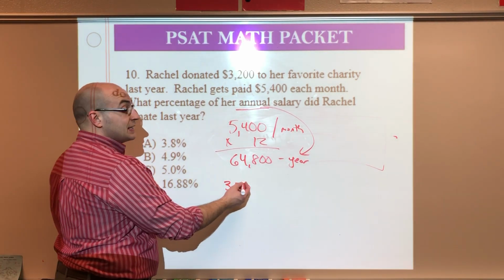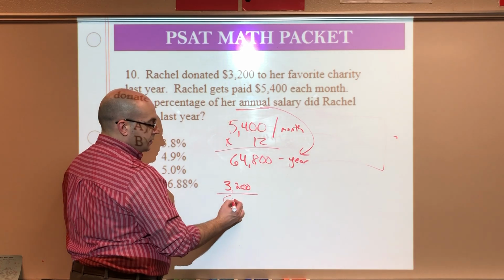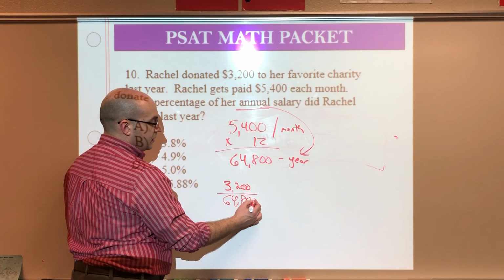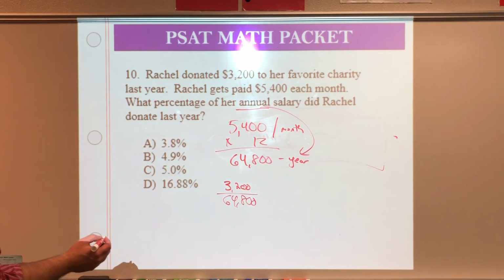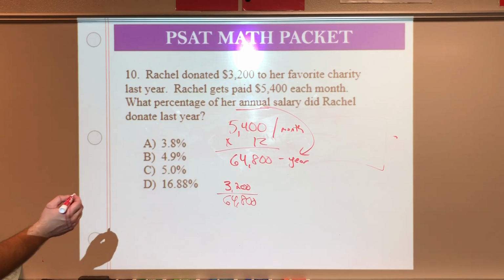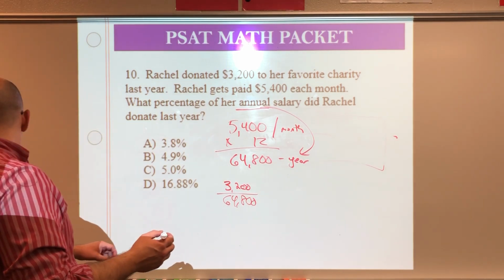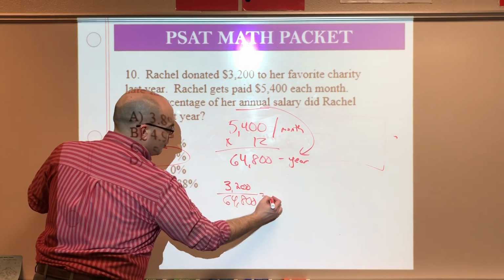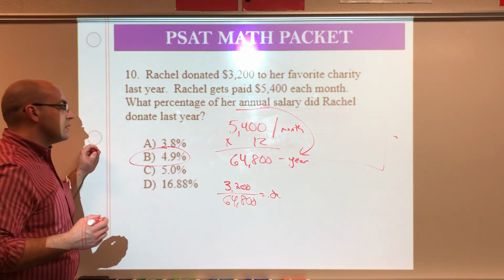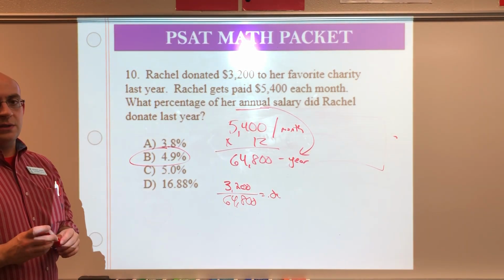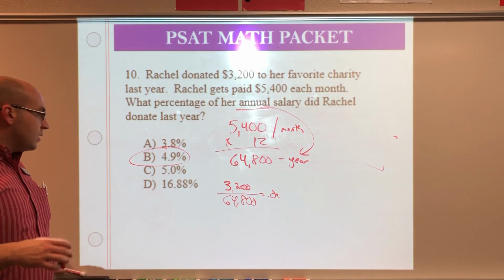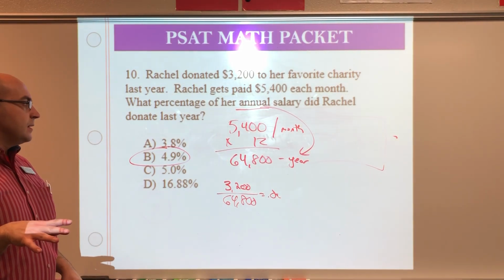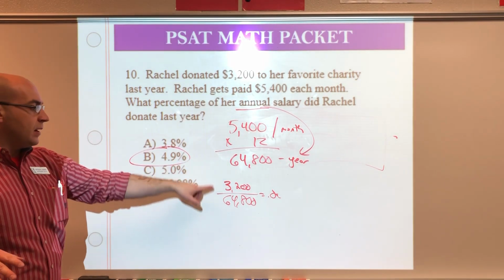So what we're going to do here is we're going to divide. So 3,200 divided by 64,800, and that value is going to give me, ooh, I didn't have that down. Oh yeah, it's B, 4.9%. So it'll give me like 0.049. Move the decimal place to the left. I'm sorry, to the right, so we can get the percentage, okay? So again, small value compared to her annual salary.